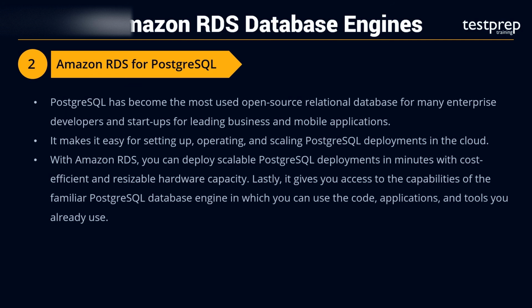2. Amazon RDS for PostgreSQL. PostgreSQL has become the most used open-source relational database for many enterprise developers and startups for leading business and mobile applications. It makes it easy to set up, operate, and scale PostgreSQL deployments in the cloud. With Amazon RDS, you can deploy scalable PostgreSQL deployments in minutes with cost-efficient and resizable hardware capacity. It gives you access to the capabilities of the familiar PostgreSQL database engine, in which you can use the code, applications, and tools you already use.